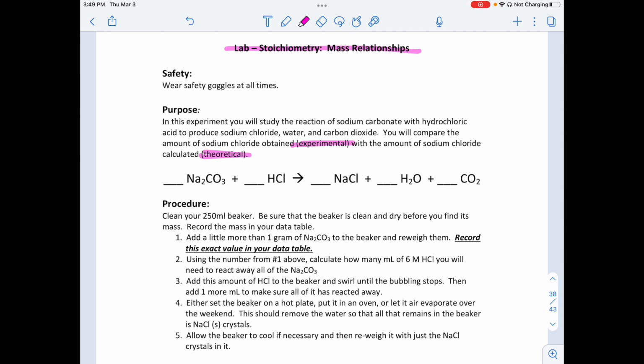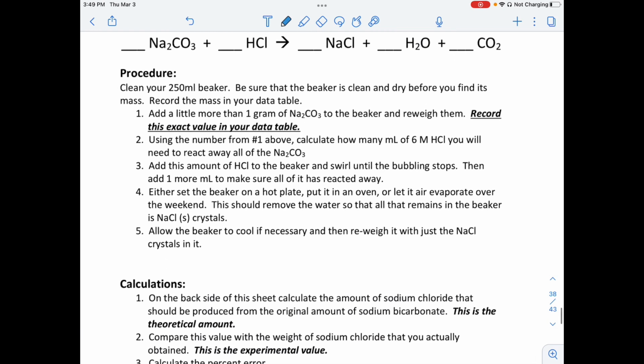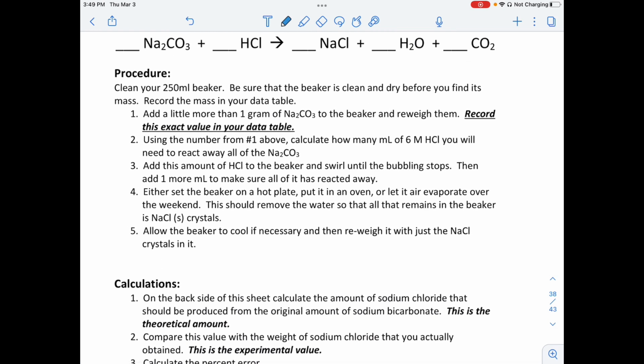Okay. So we have to do something first. If we look through the procedure, now your teacher may want a beaker, they may want an evaporating dish. There's a bunch of different ways that it can look. So just ask your teacher for those. You're going to get your sodium carbonate, and then you're going to put 6 molar HCl. But it says calculate how many milliliters of that you should use.